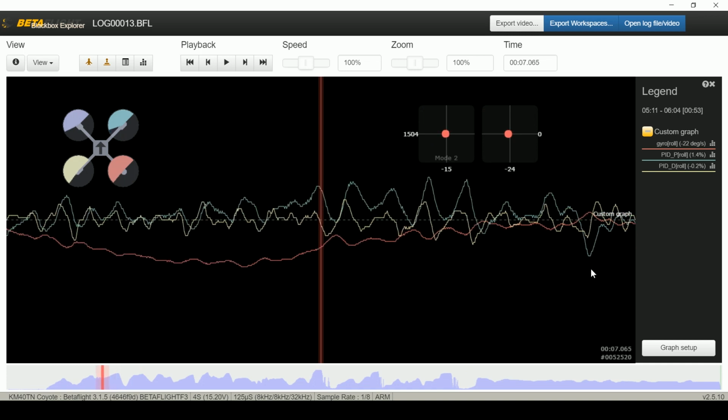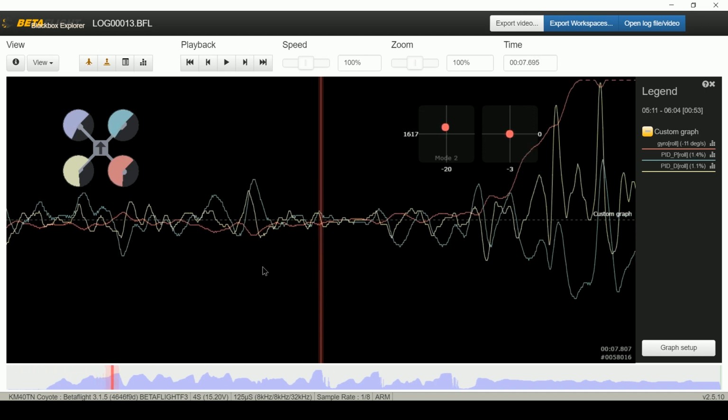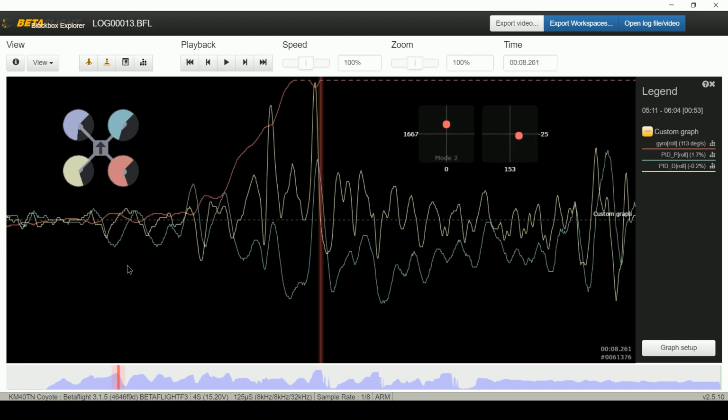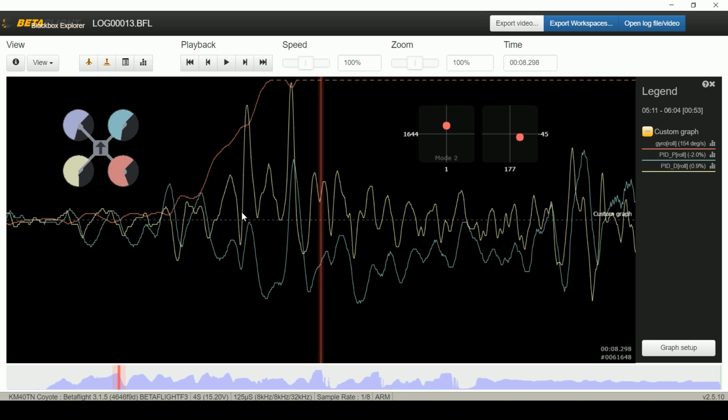Now what we see here is a reasonably well-behaved D term. It's more or less the same shape as the P term. We don't see a lot of crazy spikes or oscillations. But if we go through here, for example, we can see that there are times when the D term gets sort of out of control, and the thing is that the D term amplifies.